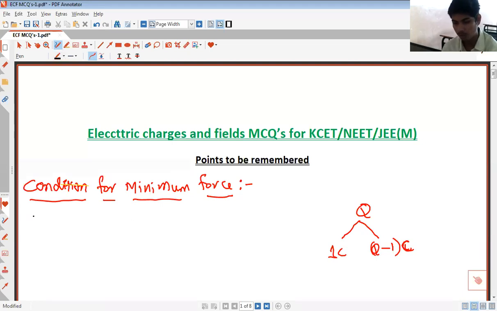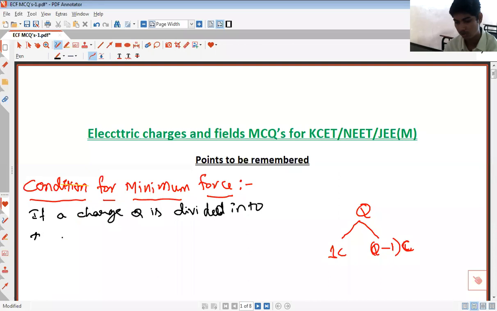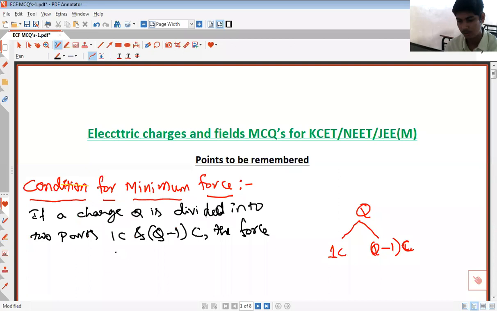So, if a charge capital Q is divided into two parts, 1 coulomb and q minus 1 coulomb, the force between the two parts becomes minimum.